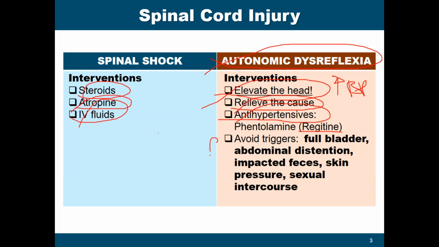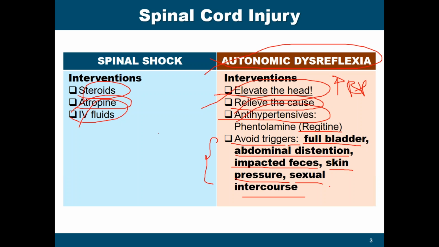Now, in the NCLEX, usually there will be a lot of questions about what triggers autonomic dysreflexia. And the triggers are usually stimuli that originate below the level of injury. For example, most commonly you have the full bladder, abdominal distension, impacted feces, skin pressure sores, or sexual intercourse.